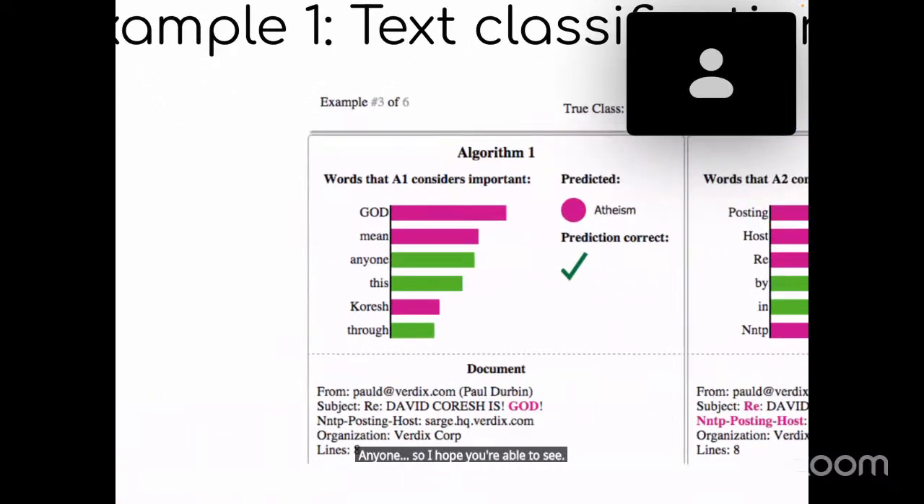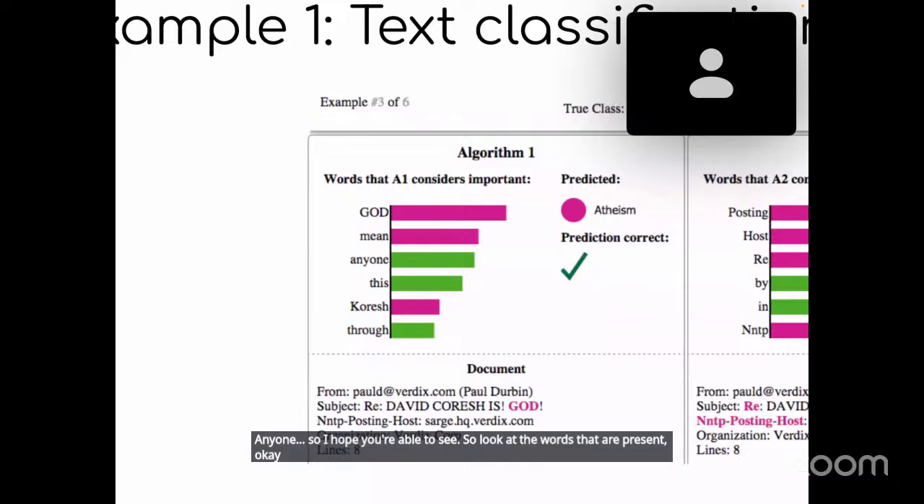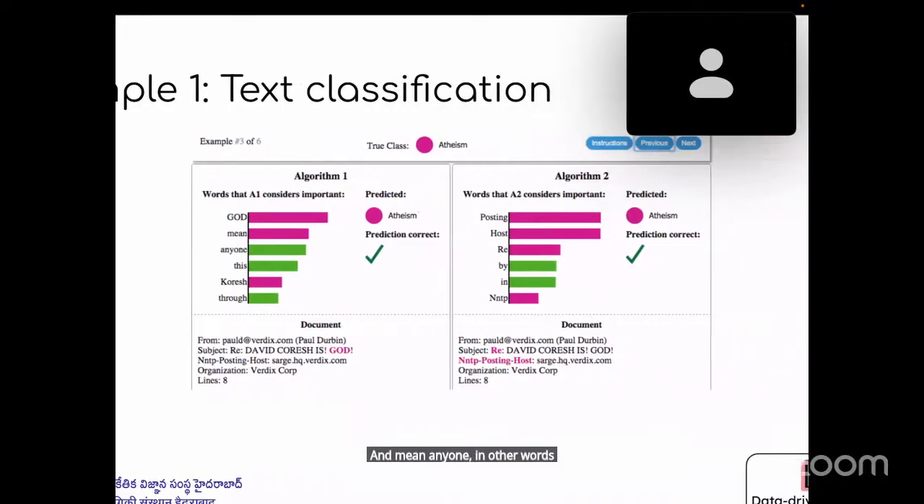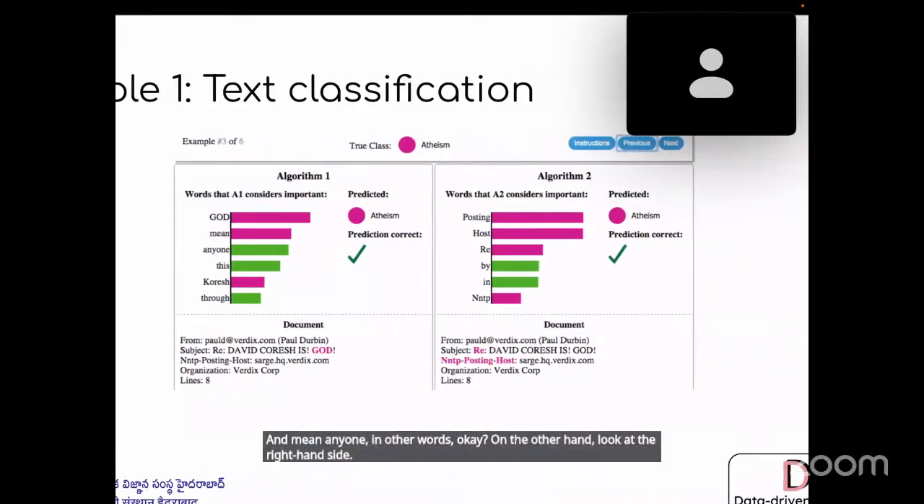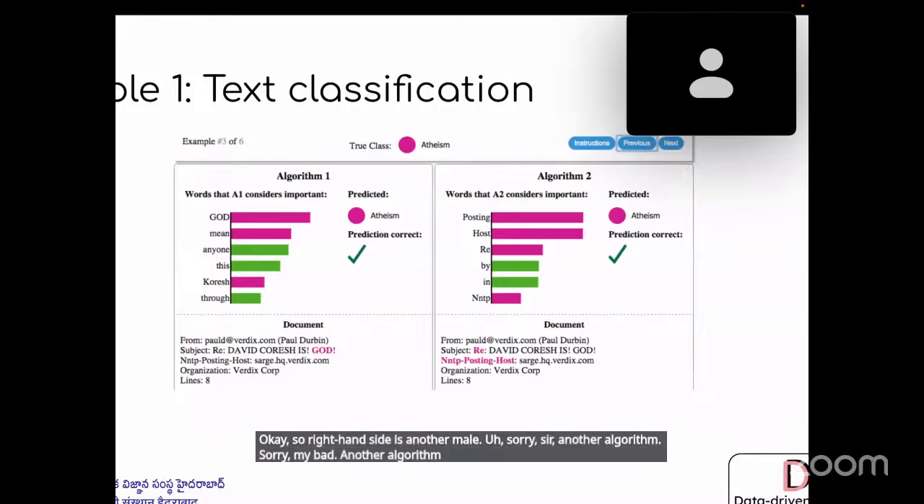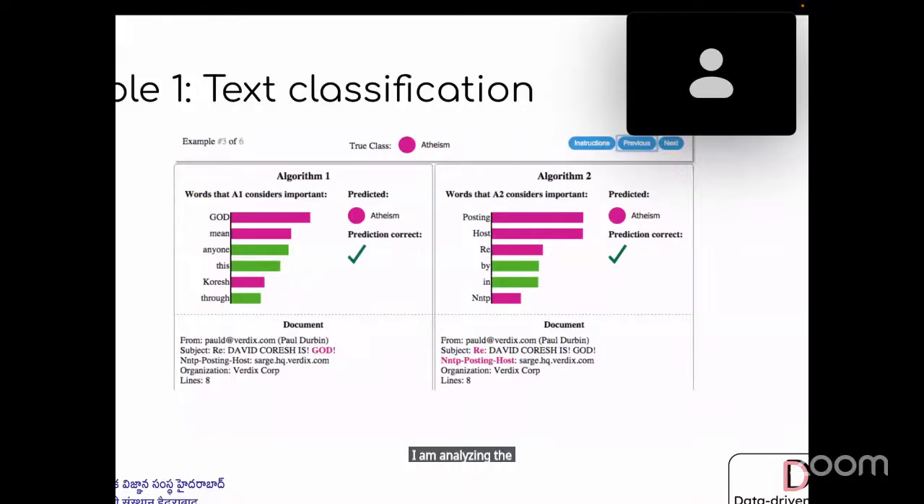So look at the words that are present, and the weight given. The longer the bar, the more the weight. Look at the importance given. It is giving importance to God and mean, anyone, and other words. On the other hand, look at the right hand side. Sorry, it is another algorithm, algorithm 2. The input is the same thing. I am analyzing the same input through two different algorithms.